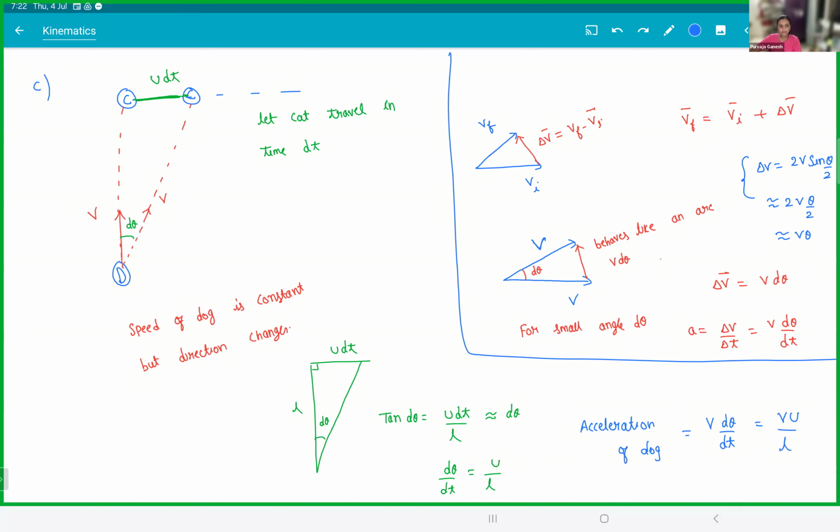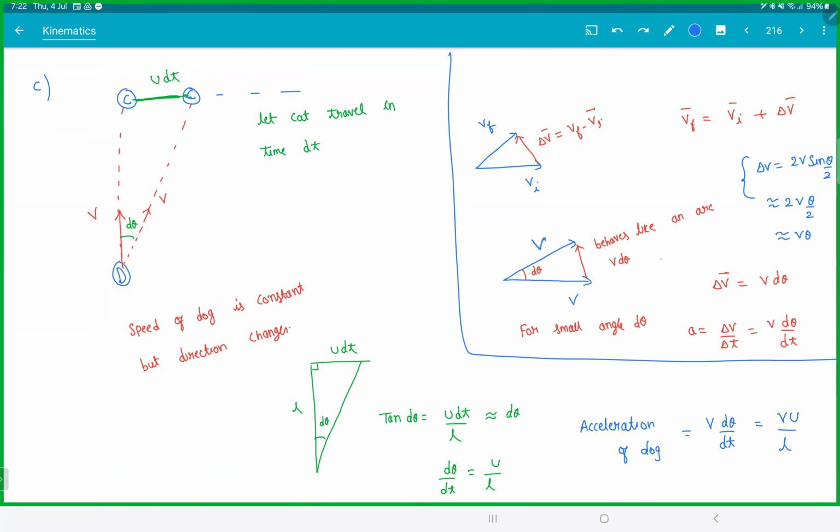Sir, after getting d theta, what would we do? Here from this you got theta, right? Yes. Let's say the cat is traveling a small dt. How much will the cat travel? U dt. So in this triangle, this is the opposite side, this is the adjacent side. I got tan theta from here. For small angles, tan theta is again theta. So from that, d theta by dt has come, substituted there. Yes, sir. All clear with this? That's how you do the cat and dog.